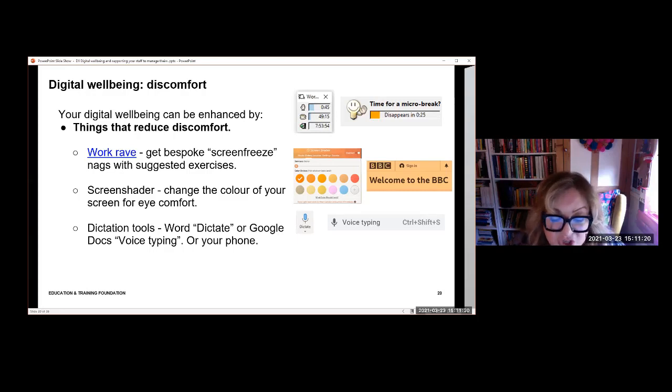There's also one that changes the colour of your screen to help with eye comfort, which is Screen Shader. The shot has all the different colours, the image to the side, and then a tab with the BBC website after switching on the screen shader, so it might suit your eyes better. And of course, dictation tools, using the word Dictate, or voice typing on your phone, can give you a bit of time away from looking down, typing. If we move on to the next one, please.